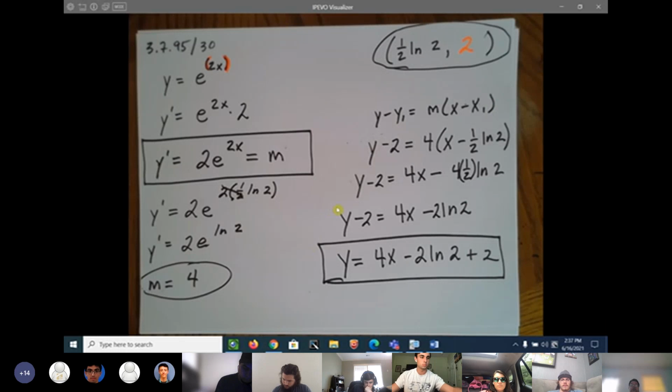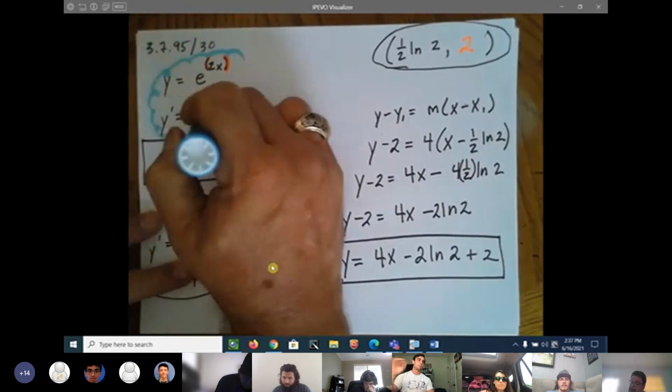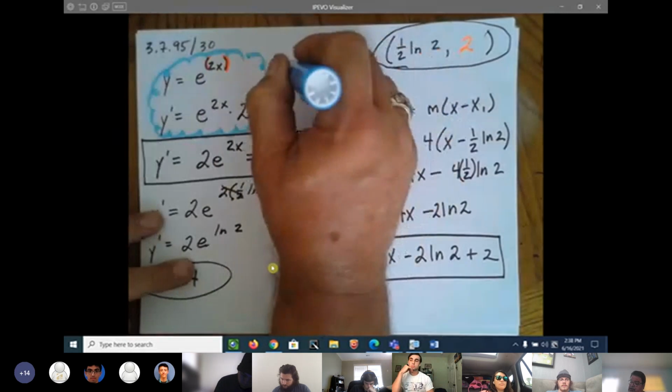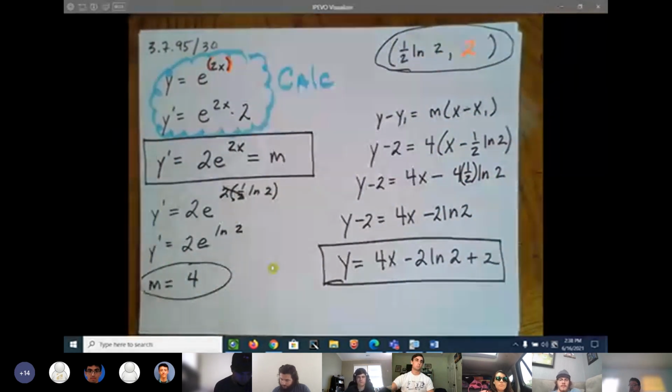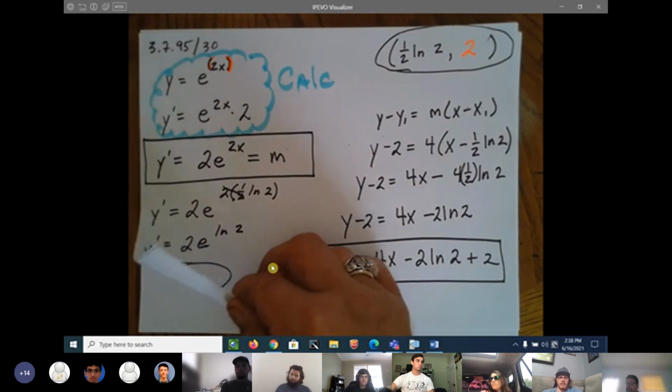Now, the reason I like this question for a test question, tell me about the calculus of this problem. Minimal. Very minimal. There's the calculus. In fact, let's take a blue marker and put a cloud around that, because there's the calculus. Okay, next problem.